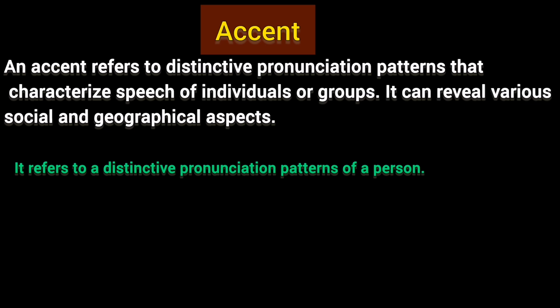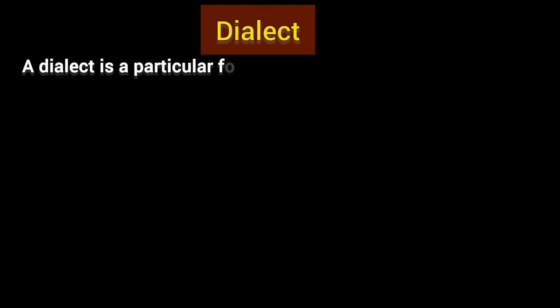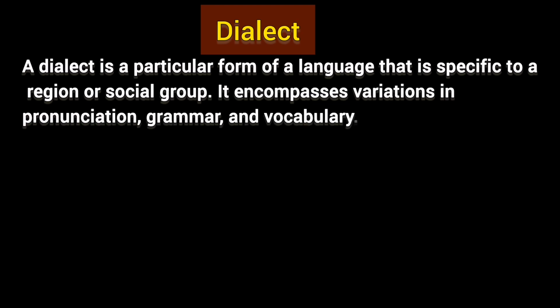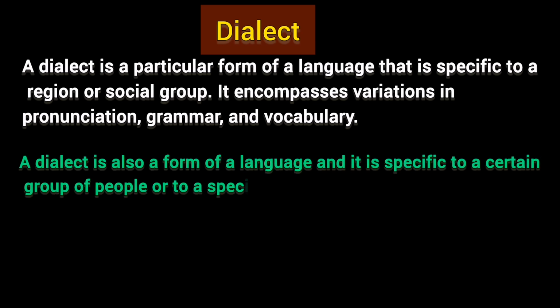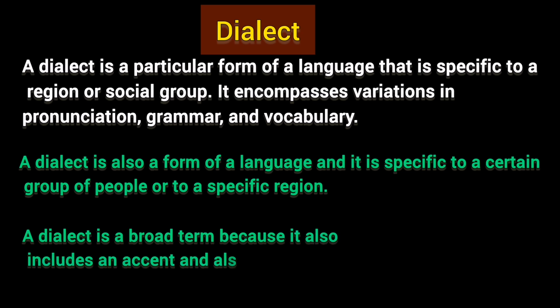As you have understood accent, let's learn dialect. A dialect is a particular form of a language that is specific to a region or social group. It encompasses variations in pronunciation, grammar, and vocabulary. What does it mean? Simply, a dialect is also a form of a language and it is specific to a certain group of people or a specific region. With an accent we have just talked about pronunciation, but people who speak different dialects of the same language have differences in pronunciation, vocabulary, and grammar. A dialect is a broad term because it also includes accent, grammar, and vocabulary. Those who speak a different dialect of the same language will have different vocabulary, pronunciation, and to some extent different syntax.